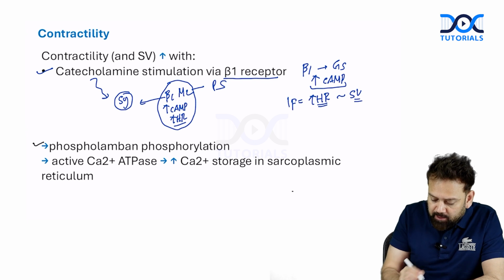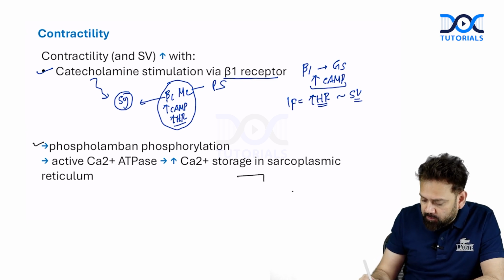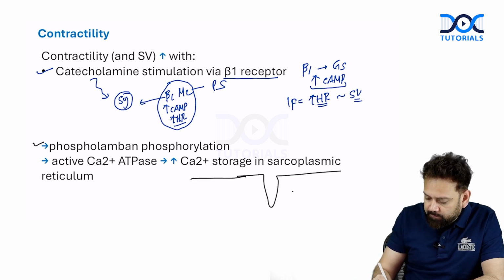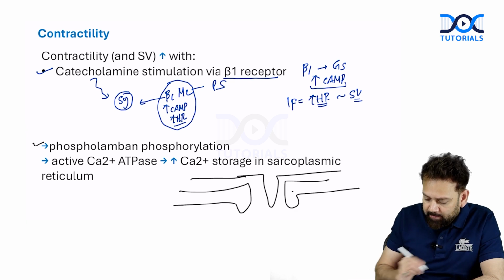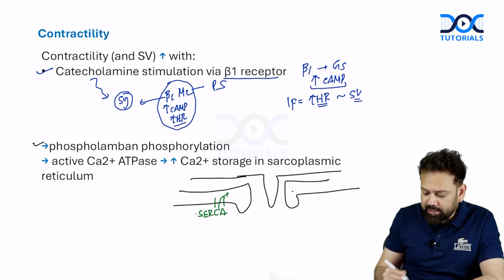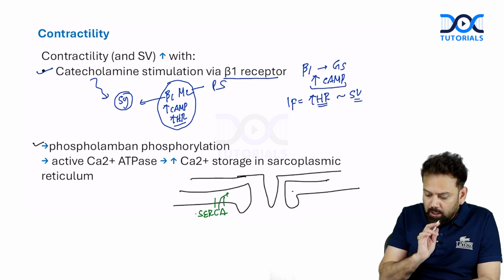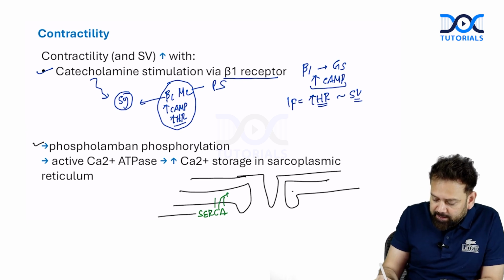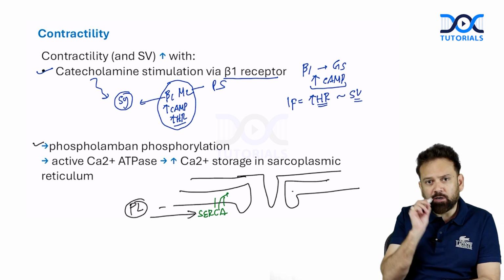In phospholamban, what happened? This is your T tubule. This is sarcoplasmic reticulum. And calcium goes inside by SERCA. Clear? Now, SERCA is inhibited by whom? Phospholamban. Please don't forget, this is a very important concept.